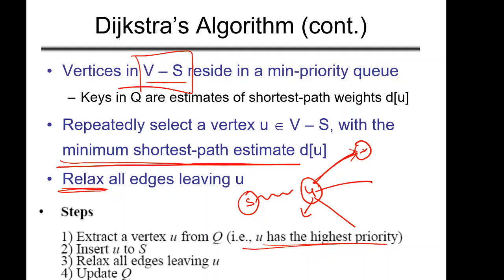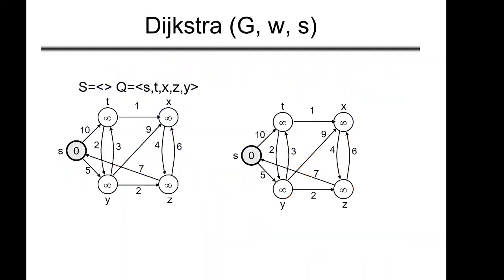So let's see how it will work. So we will see through an example. Initially, in case of initialization, we will keep S as empty and Q is having all the vertex in the beginning. Okay, then if you remember, we will set infinity to all the vertex.